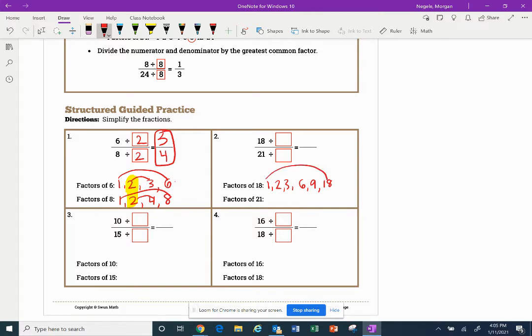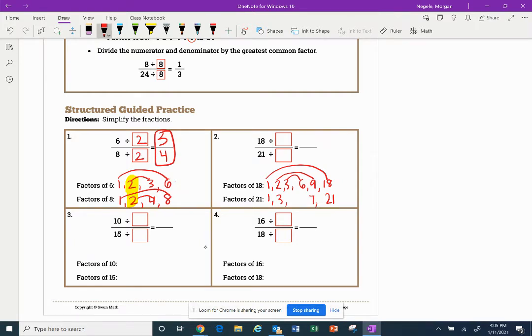Let's make sure we connect our factors just to make things a little easier. Now we're going to do 21. So we know 1 times 21 is 21. 2 is not going to work. I can't multiply 2 by something to get 21. I know I can do 3 times 7 to get 21. 4 is not a factor of 21. 5 is not a factor of 21. 6 is not a factor of 21.